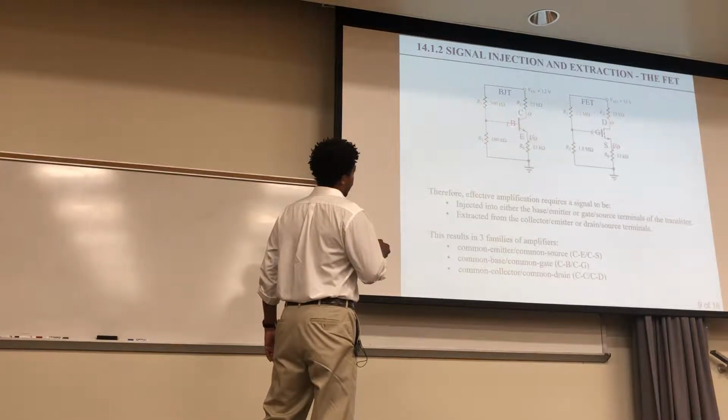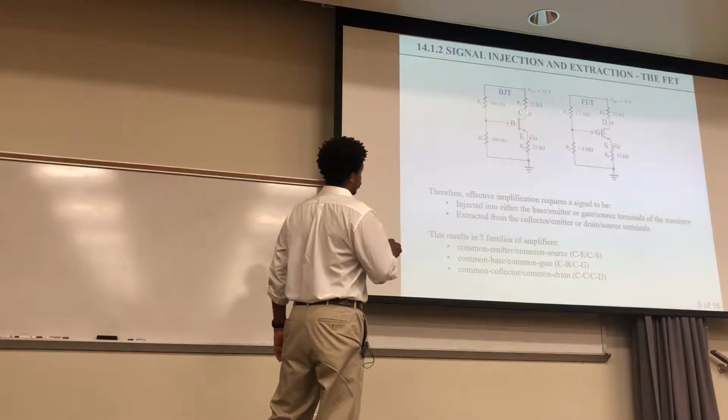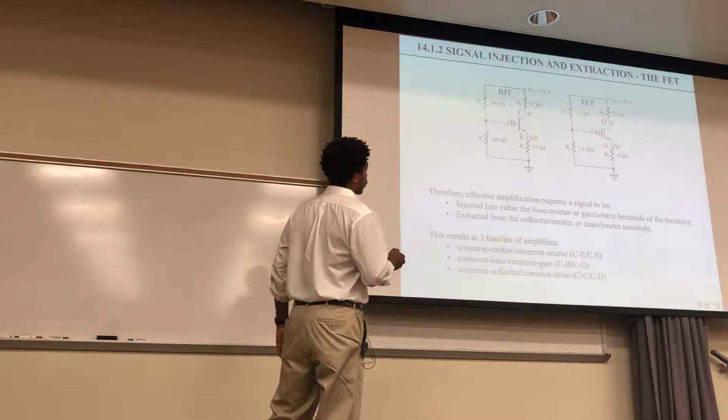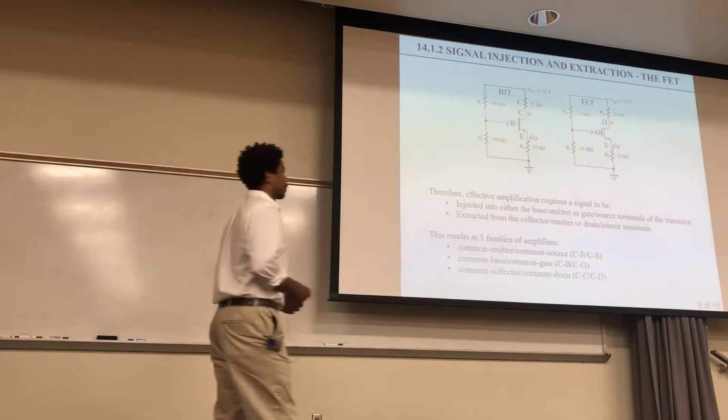So the base and emitter, those are good for inputs. The collector and emitter, those are good for outputs. And for the FETs, the gate and the source, they're good for inputs. And the drain and the source, those are good for outputs.